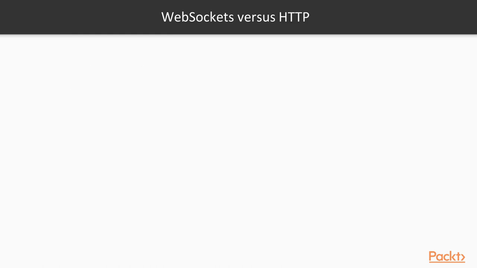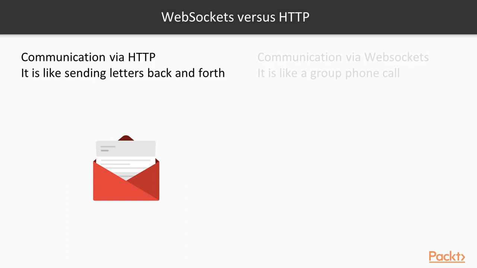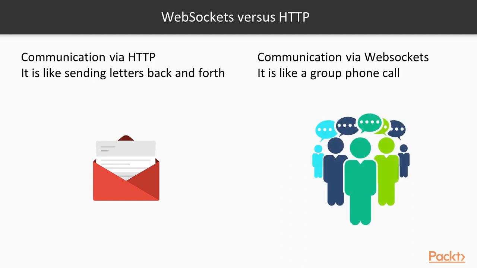WebSockets versus HTTP. On the left-hand side, you'll see that communication via HTTP is sort of like sending letters back and forth. It is lightweight for sending messages, but relies on party A to send the message and party B to receive and read the message, whereas all other parties do not know of the message. On the right-hand side, you'll see that communication via WebSockets is sort of like a group phone call or a group chat. Party A can send a message, and all other parties will be able to receive it and read it instantaneously.